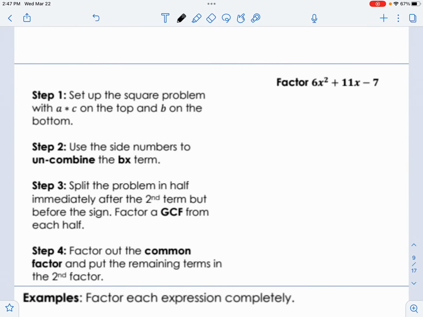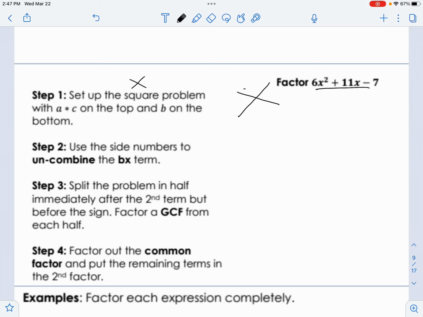Take the time to write these steps out, and pause the video as you need to. We're going to factor this expression right here, 6x squared plus 11x minus 7. So we're going to set up our square problem, sometimes I call it my x problem, with a times c on top and b on the bottom. That's the first thing we need to do, is set that up.